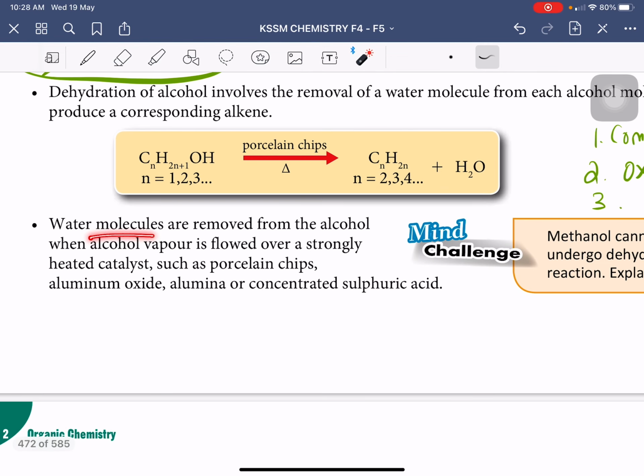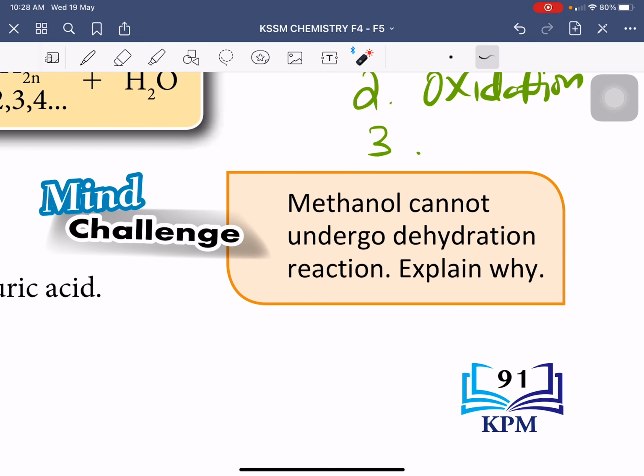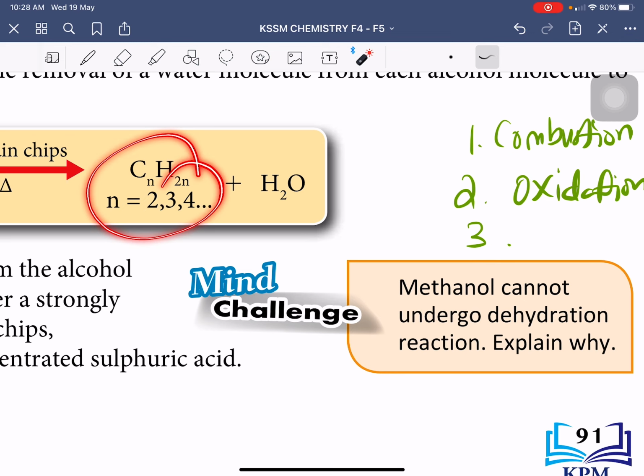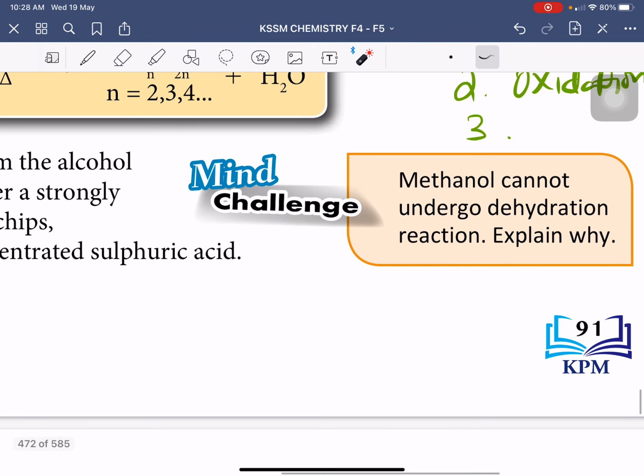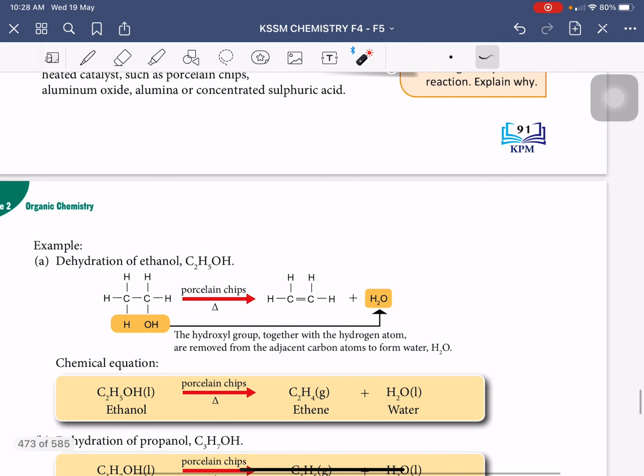Okay. So water molecules are removed, disingkirkan, from the alcohol when alcohol vapor is flowed over a strongly heated catalyst such as porcelain chips, aluminum oxide, alumina, or concentrated sulfuric acid. I already explained this one just now. Methanol cannot undergo dehydration reaction. Why? Because there is no methene. Because no double bond. Okay.